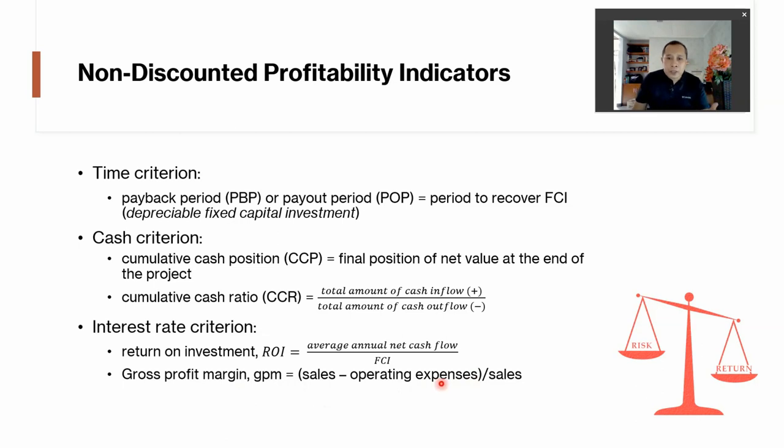As long as you have all of these data, you can easily calculate GPM. Therefore, it's popular for early stage analysis.